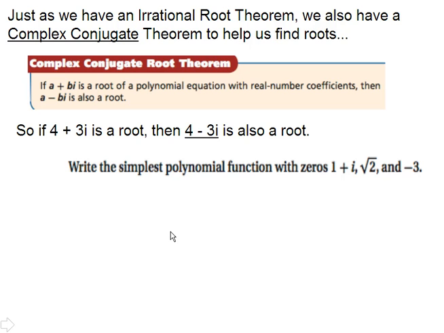Then if we go to the last page here, we have another theorem, and this is the complex conjugate root theorem. Basically this is saying that if we know that a plus bi is a root, then its conjugate a minus bi is also a root. So here's an example. If 4 plus 3i is a root, then 4 minus 3i must also be a root. So what you can do is take roots or zeros like this, and use these theorems, the complex conjugate theorem and the irrational root theorem, and you can actually get a polynomial function with those roots, similar to the previous 2 examples.